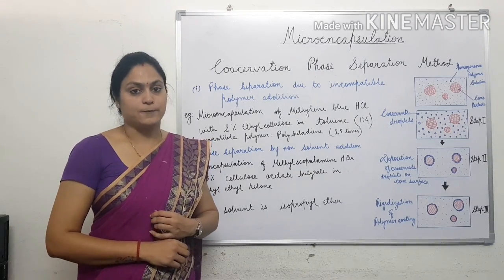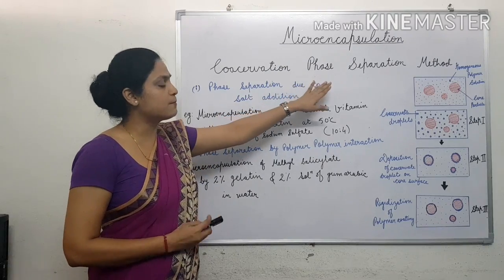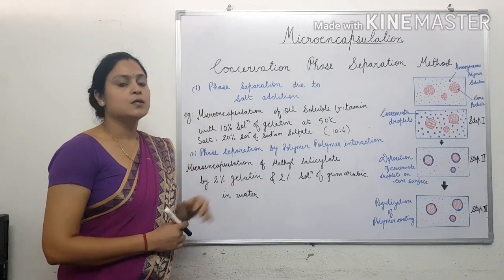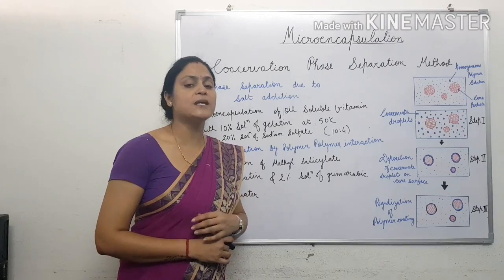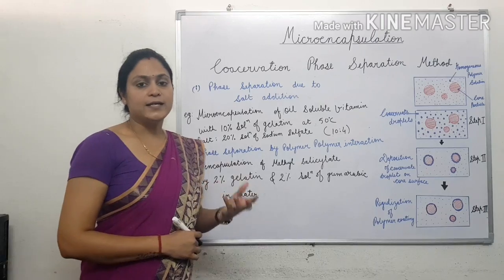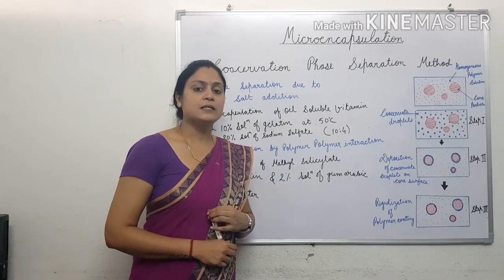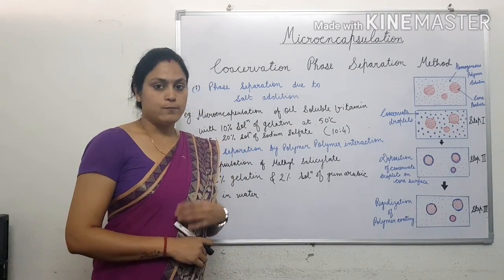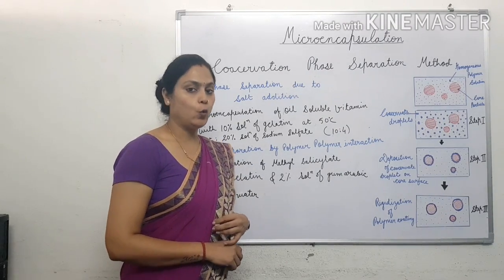desolvation of the system. Now, another principle which is used in the coacervation phase separation method is the addition of inorganic salt to the aqueous coating polymer solution. When any inorganic salt is added to the aqueous solution of a water-soluble polymer, it results in phase separation. It induces phase separation of the dissolved polymer by reducing the solubility of the polymer in water.